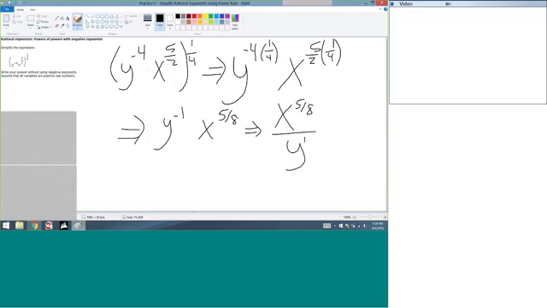Now it's optional to show that 1. It's understood to be there if it's not shown, so you do not have to include it in your final answer if you don't want to. And that's it. Everything's positive, everything is reduced, so that's all for that.